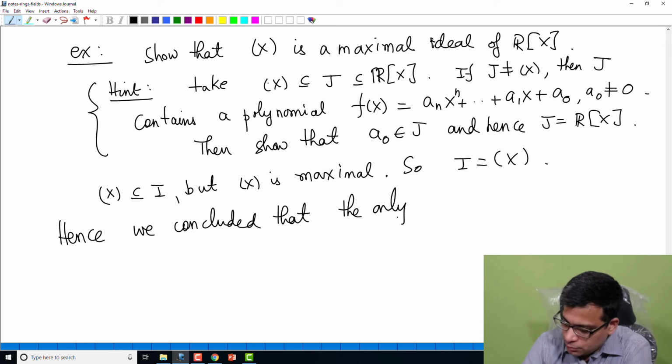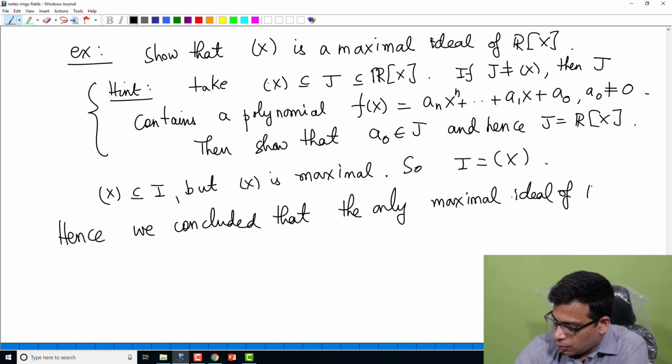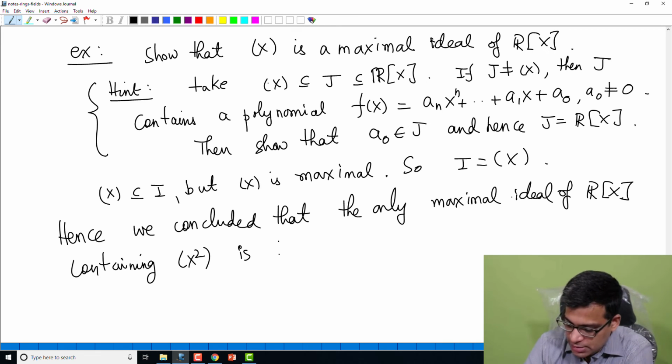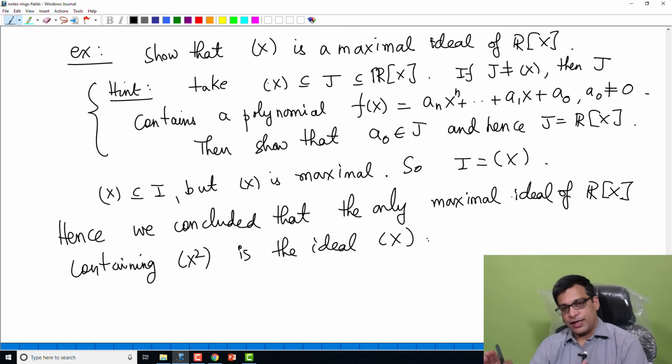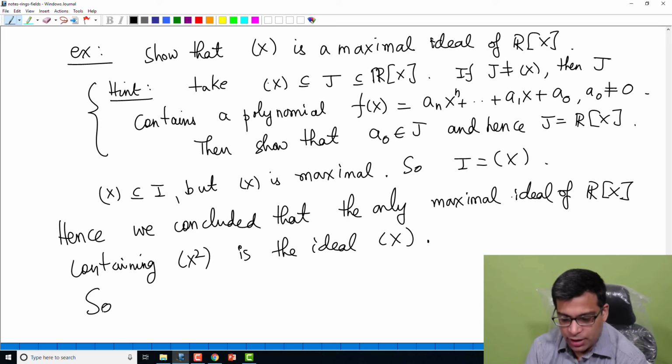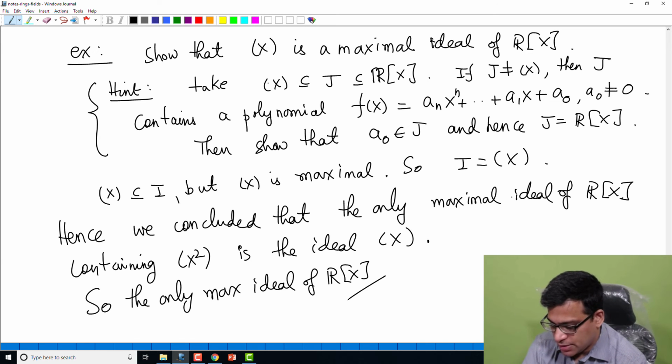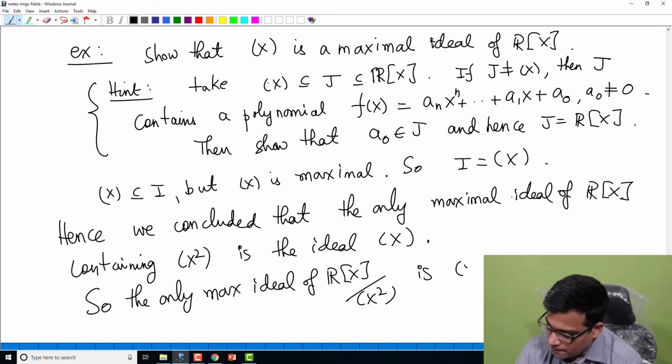the only maximal ideal of Rx containing x squared is the ideal x. Okay, so the only maximal ideal of Rx containing x squared is x, which implies by the correspondence theorem, the only maximal ideal of Rx mod x squared is the ideal x plus I.